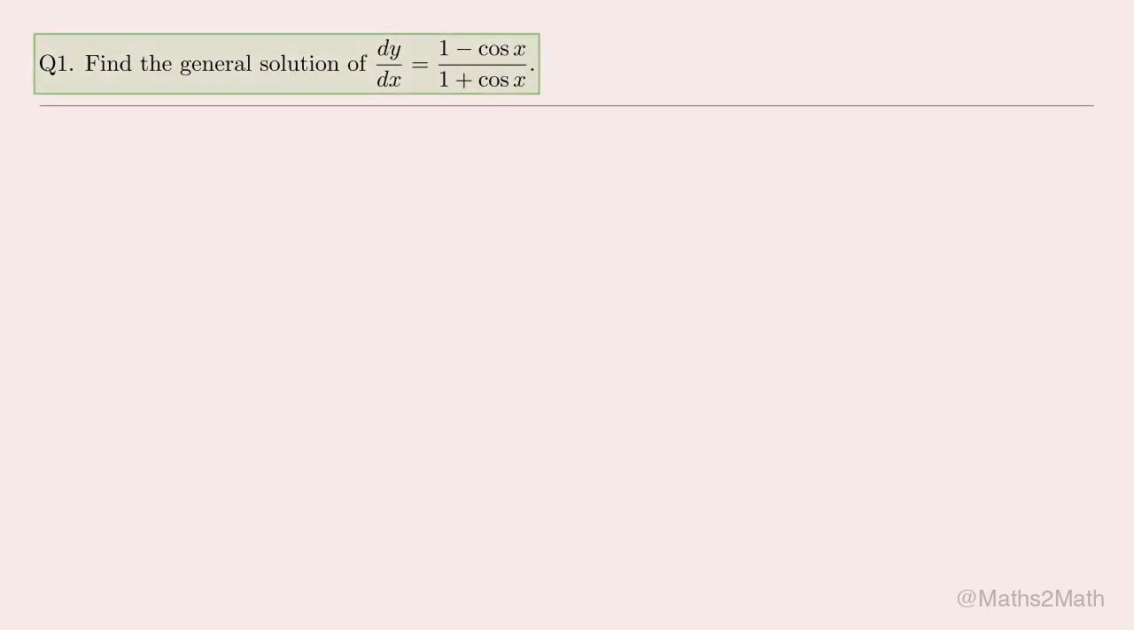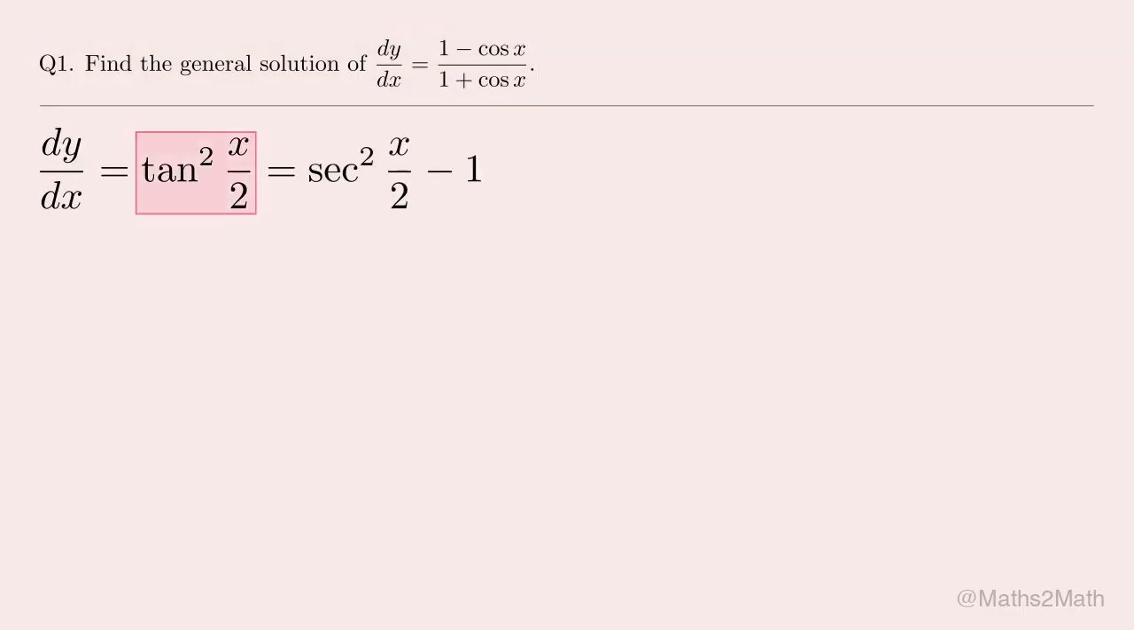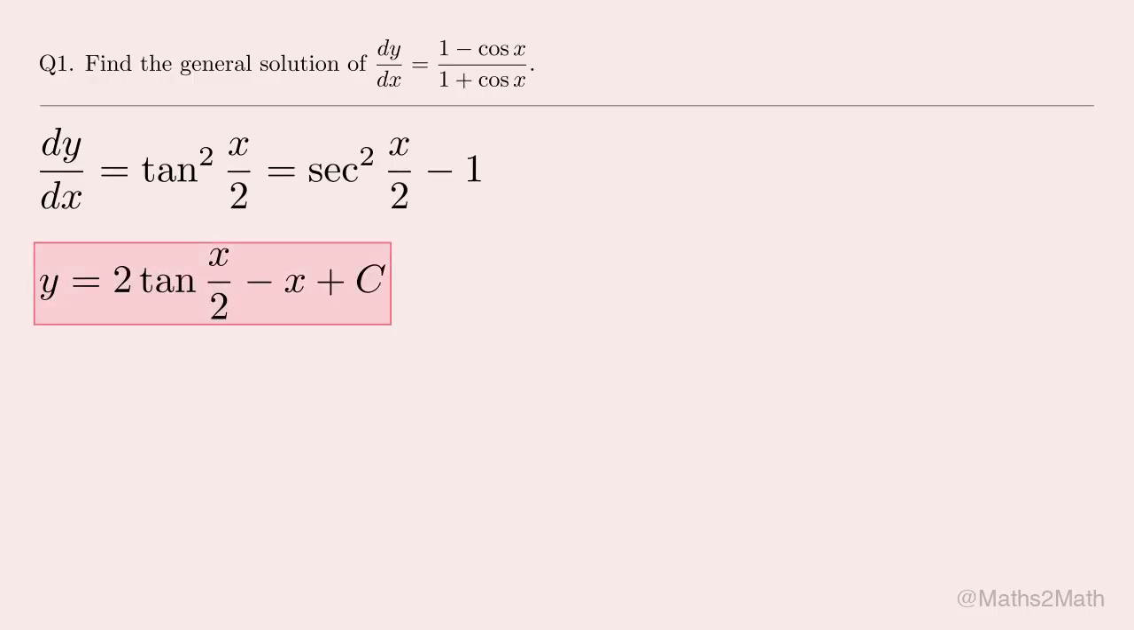Question 1. The half-angle ratio, tangent squared of half x. Convert, then integrate directly. The ratio is tangent squared, which is secant squared minus 1. Integrate.